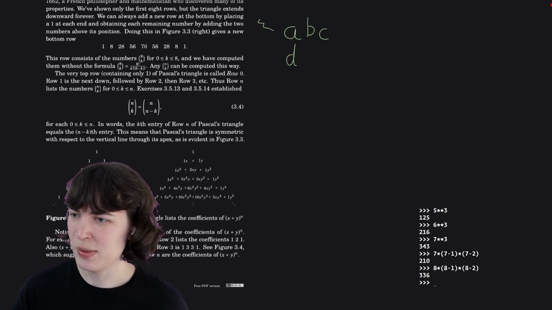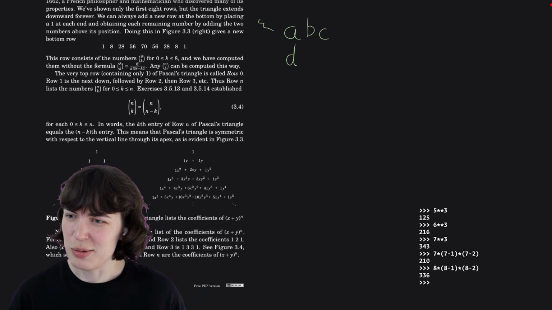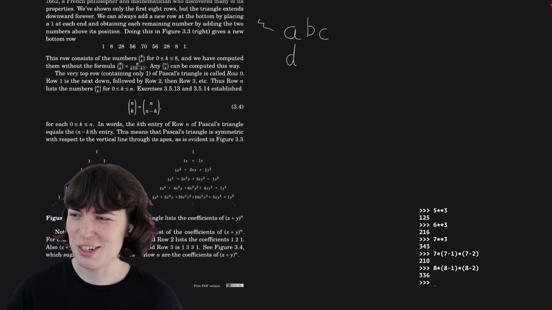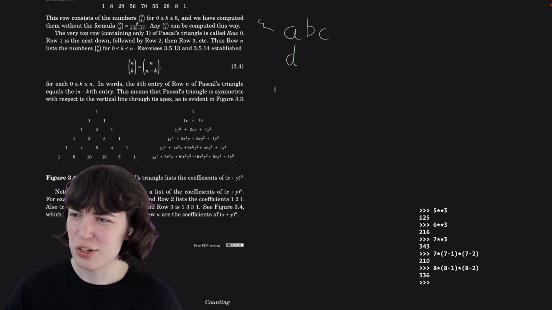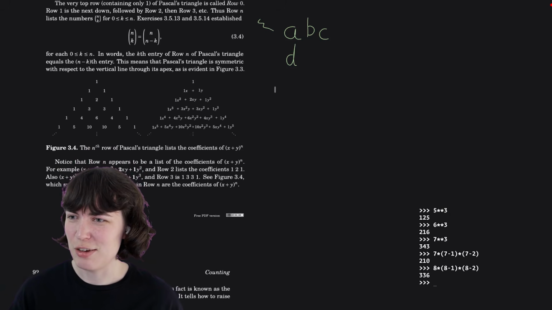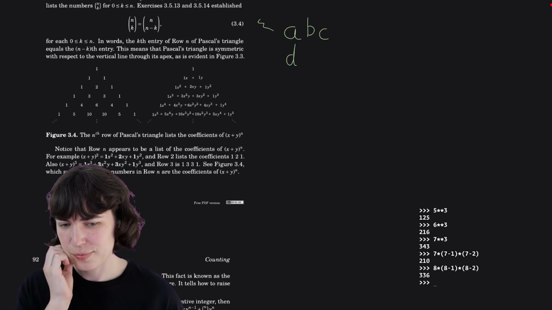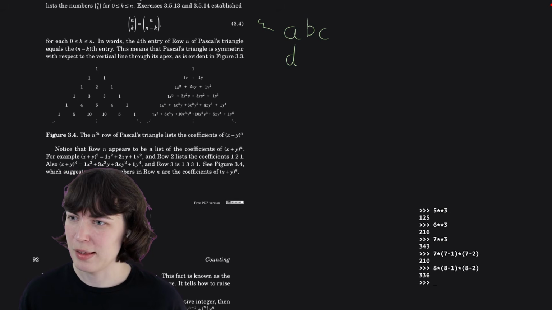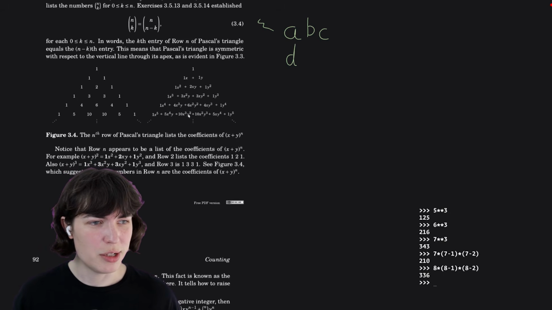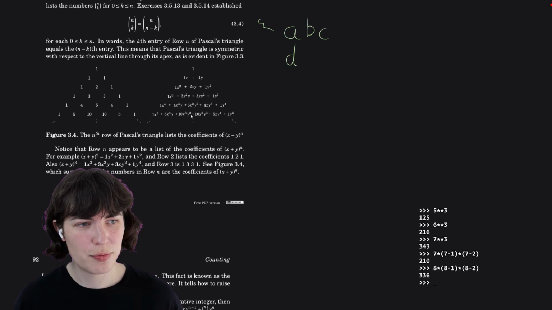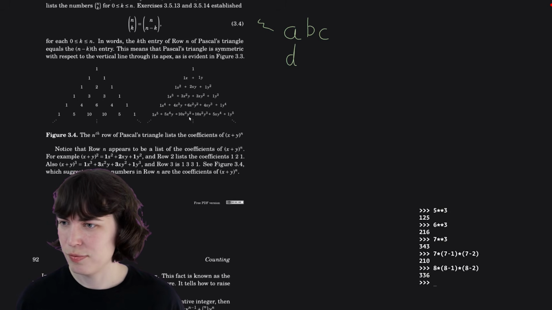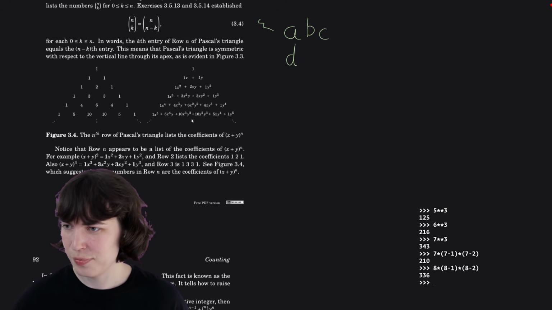Oh, so it's symmetrical. This means that Pascal's triangle is... Okay, so just read ahead. Symmetric with respect to the vertical line through its apex, as evident in figure 3.3. And then we've got some interesting things there.